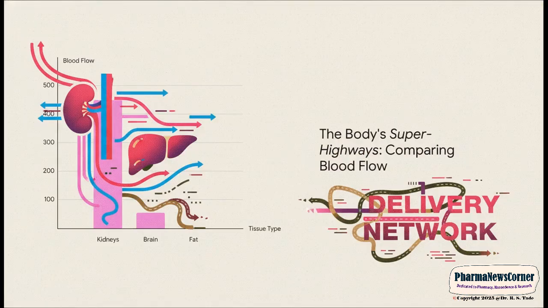Next up is perfusion, which is just a fancy word for blood flow. Imagine it's a delivery network. Organs with tons of blood flow, like your kidneys, your liver, your brain, they're the superhighways. They get flooded with the drug almost instantly. But tissues with poor blood flow, like fat or bone, they're the slow backroads. It takes way longer for the drug to get there, and that directly impacts how fast it starts working.